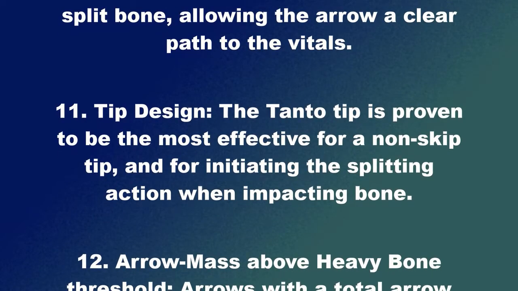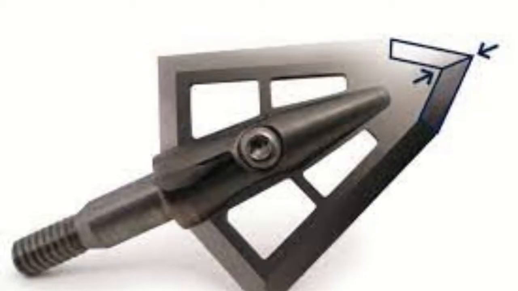Tip design. The Tonto tip has proven to be the most effective for non-skip tip and for initiating the splintering action when impacting bone. What is a Tonto tip? In simple terms, it's a point of a broadhead that is sharpened on all surfaces, as seen in the image from Ironwell Outfitters. The Tonto tip has excellent impact strength and reduces surface area for greater accuracy at long distances.